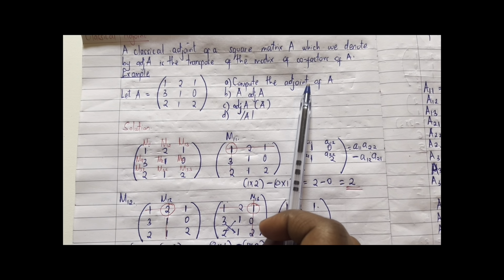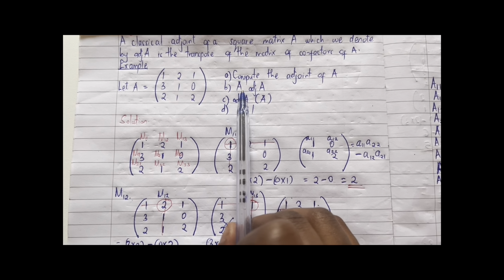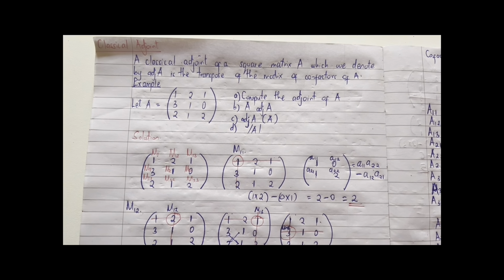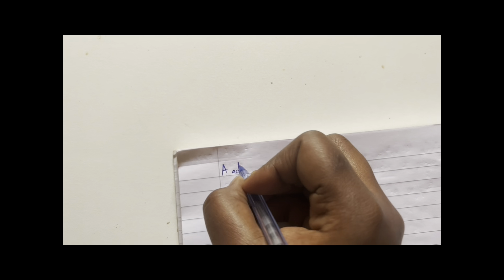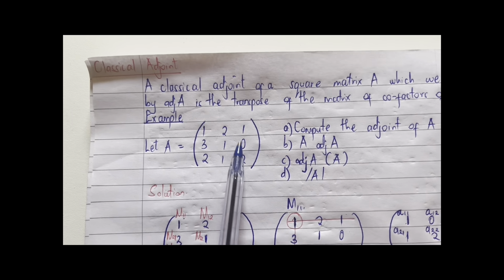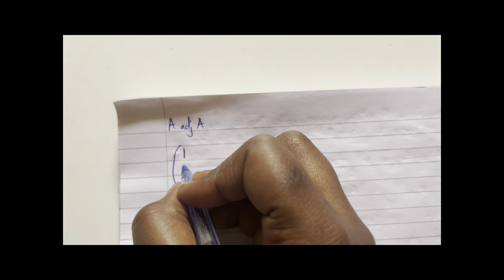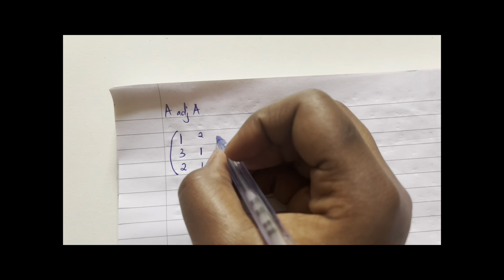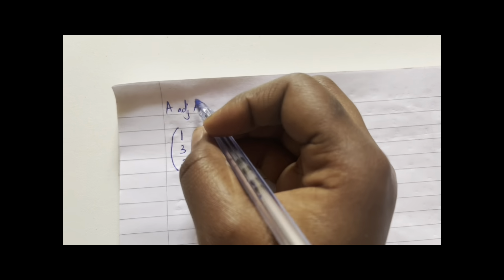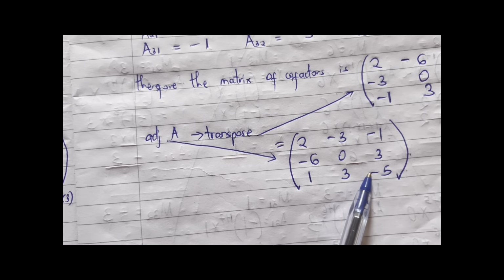So the next question is, we should work out A adjoint A. That simply means we multiply the matrix A with the matrix adjoint A. So we rewrite the values of A in matrix form. Let me check. 1, 3, 2, 2, 1, 1, 1, 0, 2. And then we check adjoint A. You're supposed to do the multiplication, so you have 2, negative 3.